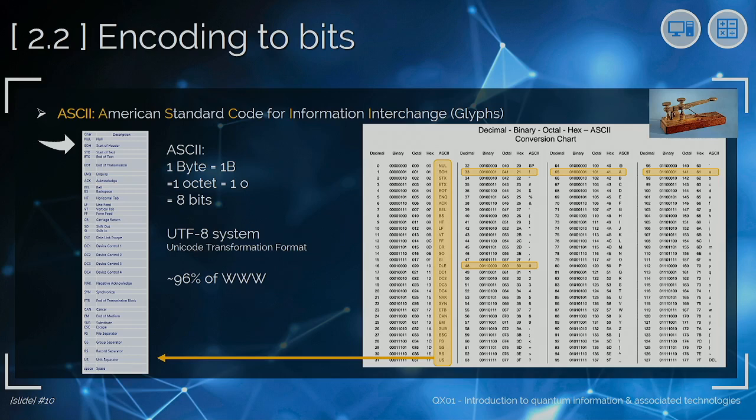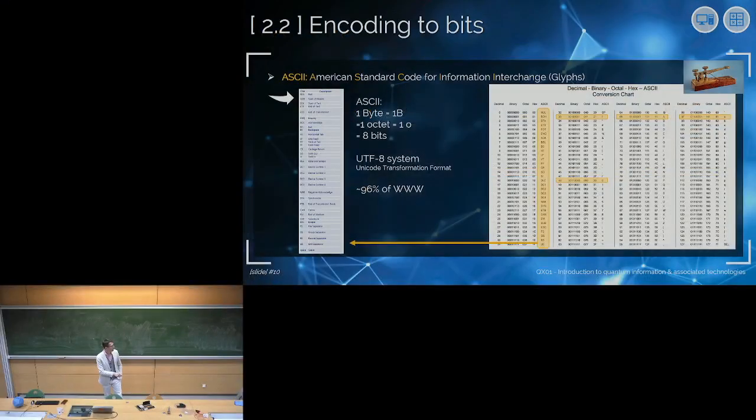And then we stopped here last time. Once we have n bits, we can encode more information. And in particular, what is heavily used nowadays is the so-called ASCII format, for American Standard Code for Information Interchange. So the ASCII format is basically coding into a byte of information. So 1 byte is 1 octet, and 1 octet is 8 bits.